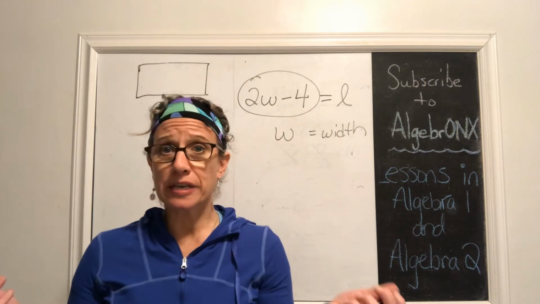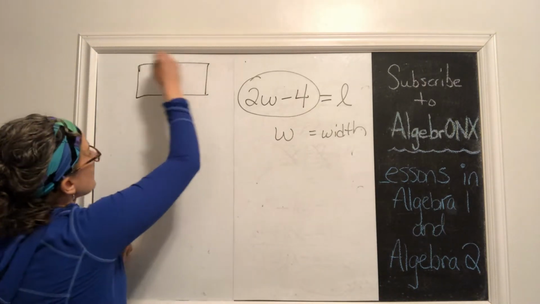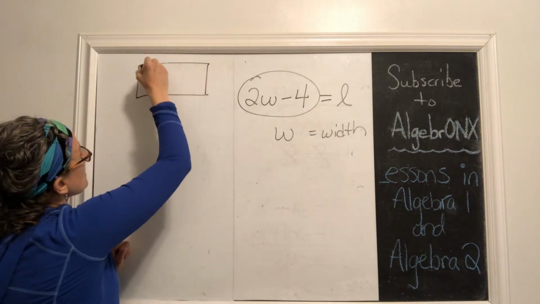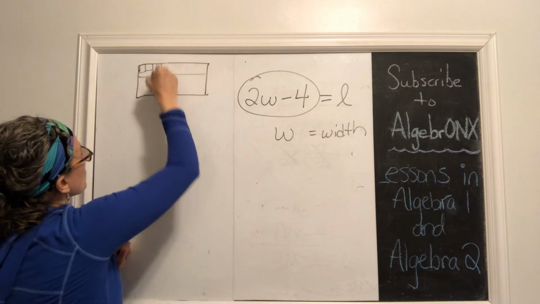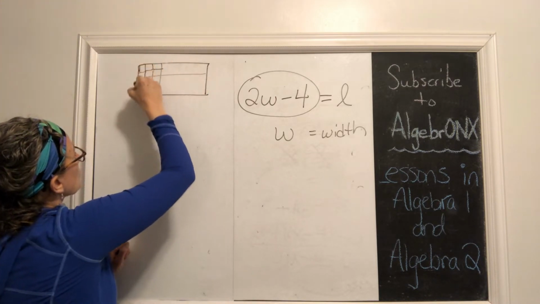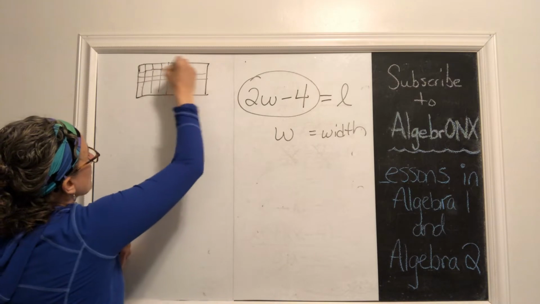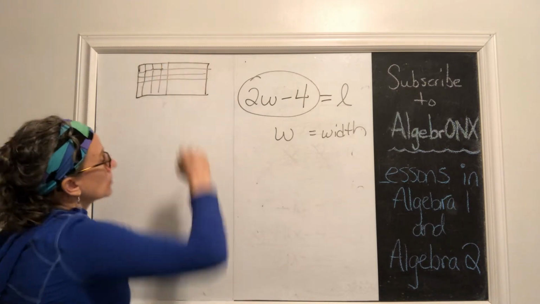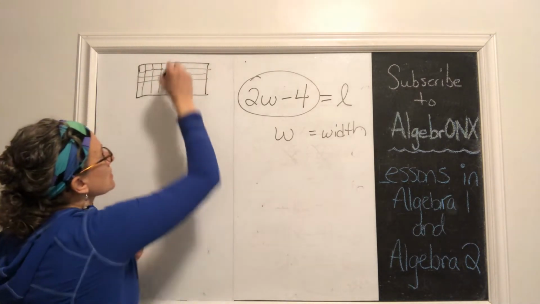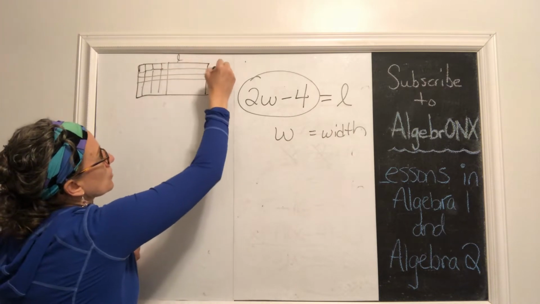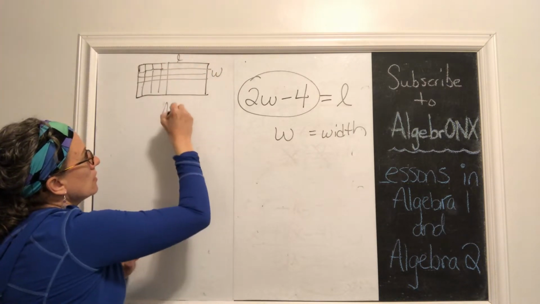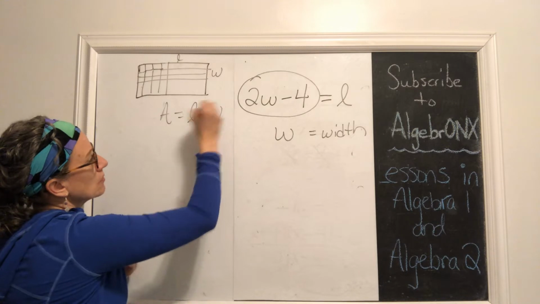Now, what do you do when you take an area? You want the space inside. You want to know how much space is inside this. Like, so you could do square footage. If all these little boxes were a foot, you would draw these little tiny boxes and then you would count them up. Well, what is that? That's the length times the width. Area equals L times W.